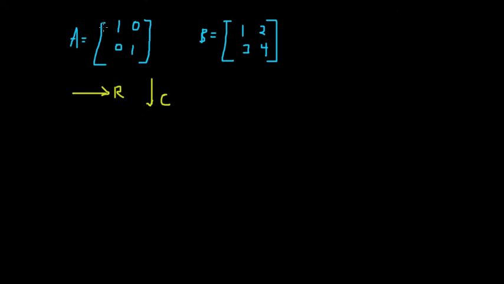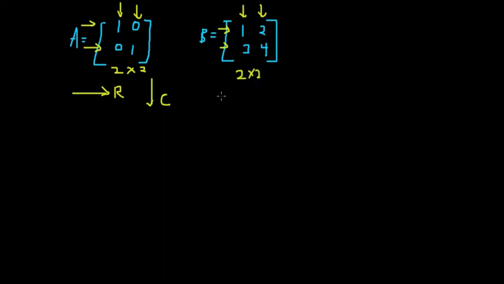From here you can notice that we have two rows over here. This is row 1 and then row 2. So we have two rows and two columns, column 1, column 2. So this is a 2 by 2 matrix. Let's look at B. For B we also have two rows and two columns, so this is also a 2 by 2 matrix.